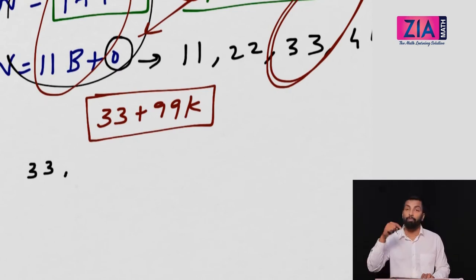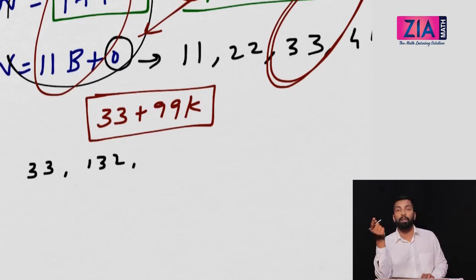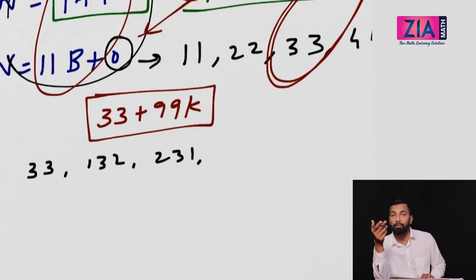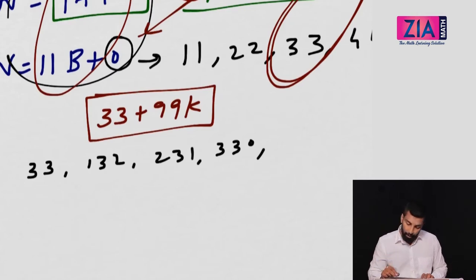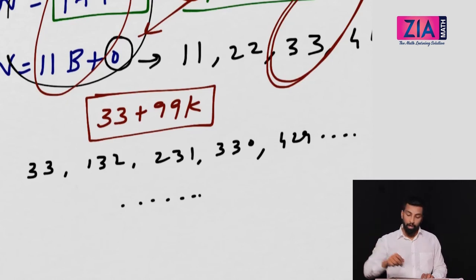33. Second term, you need to find 33 plus 99, 132. Third term will be 132 plus 99, 231. Fourth term will be 231 plus 99, that is 330. Fifth term will be 330 plus 99, that is going to be 429. If you keep on writing this, in the end what you will get? You will get 1, 2, 3, 1, 2, 3, 1, 2, 3, etc.